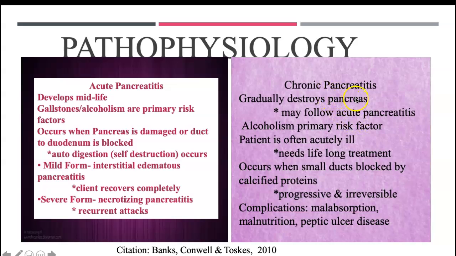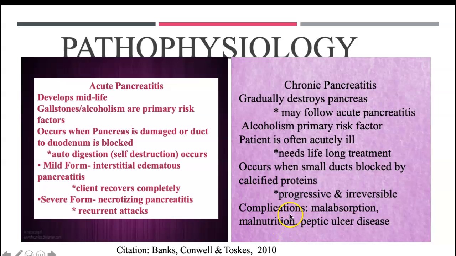So chronic pancreatitis follows several acute pancreatitis attacks. Alcoholism, chronic alcoholism, is the primary risk factor. In this case, lifelong treatment would be required. It might even require surgical intervention to get rid of all the blockages in the ducts. It's a progressive condition which is irreversible.